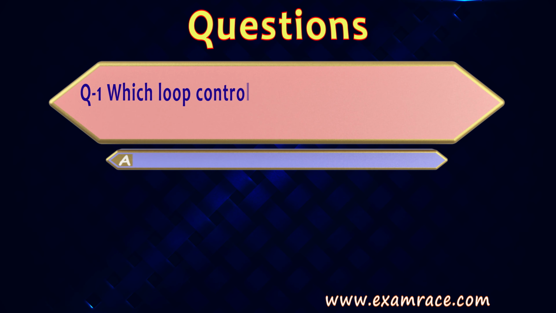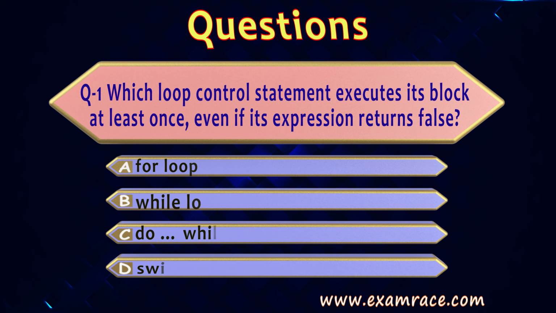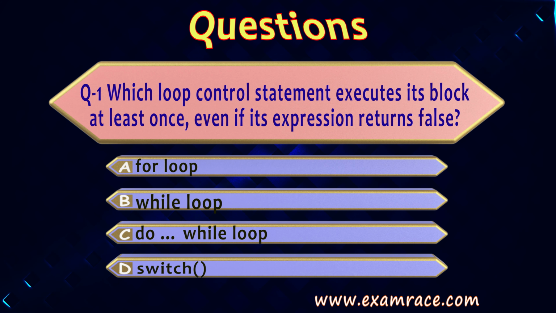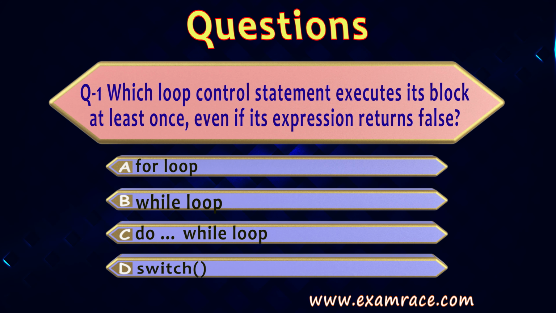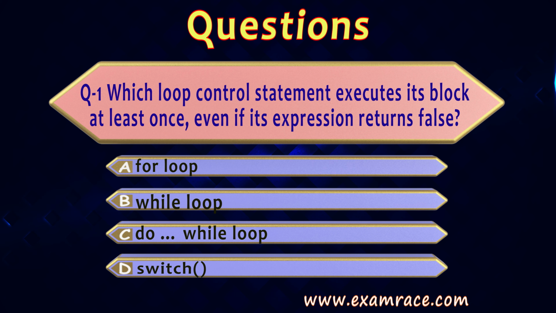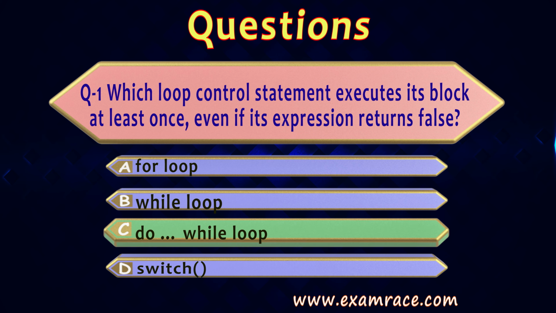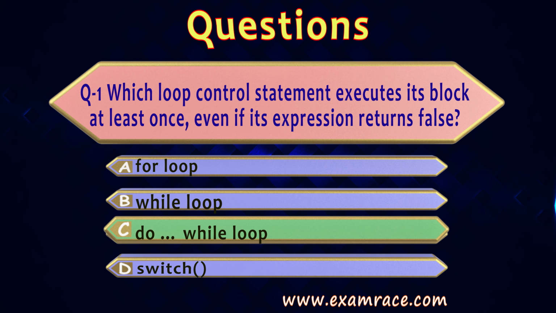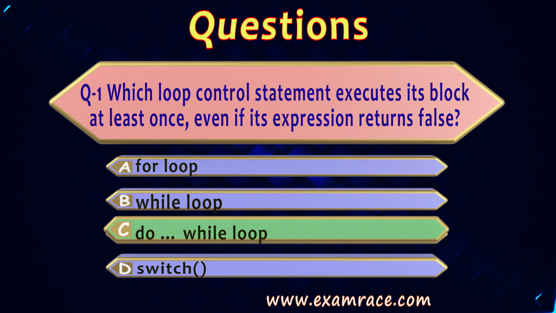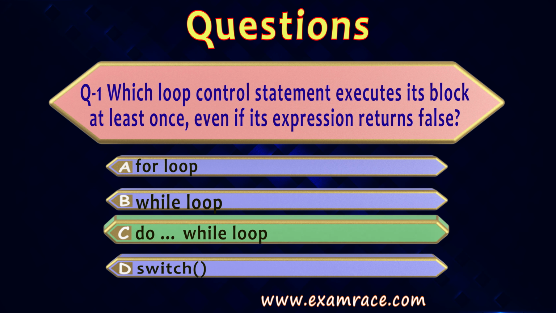So next we are having MCQs. The first question is, which loop control statement executes its block at least once, even if its expression returns false? The correct answer is option number 3, that is do while. The do statement always executes one time, then after that it will check the condition. If the condition is true, it will execute the statements further, otherwise not.